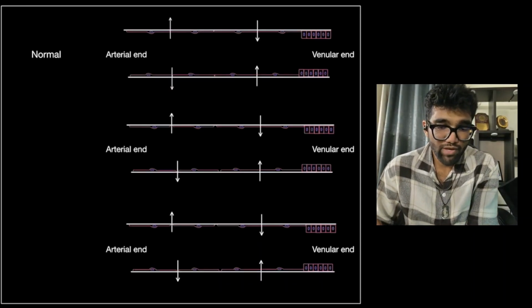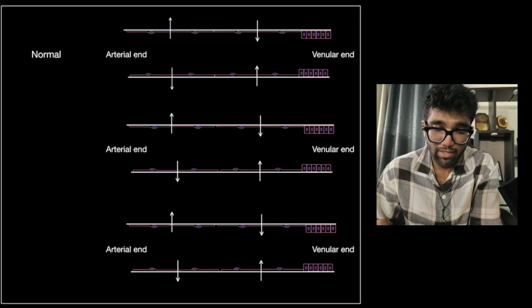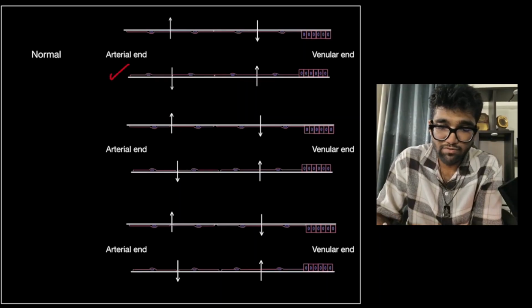Okay, so again, like I discussed with urticaria, these are three capillaries. There is an arterial end to the capillary, there is a venular end to the capillary.